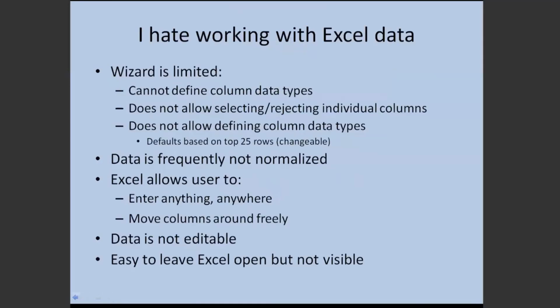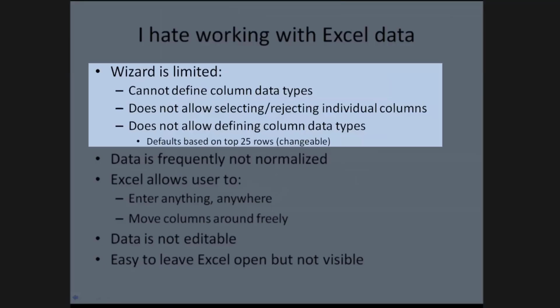So why do I dislike working with Excel? The wizard when dealing with Excel is significantly limited. It doesn't allow you to define column data types. It automatically assigns column data types, so you can't do that. It doesn't allow you to reject individual columns. They automatically are assigned generally based on the top 25 rows, and it also depends on the connection string you use to connect to Excel. So that can be different anyway.